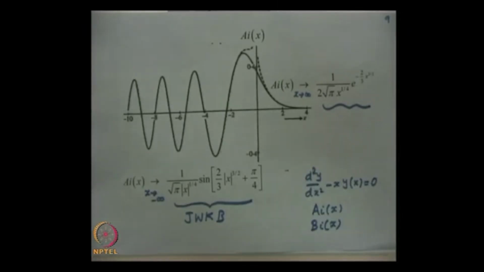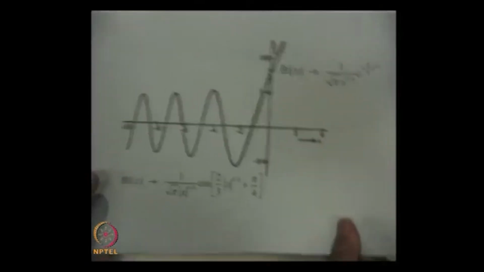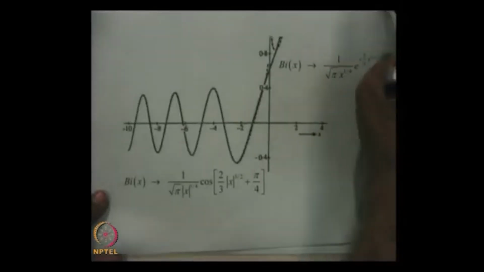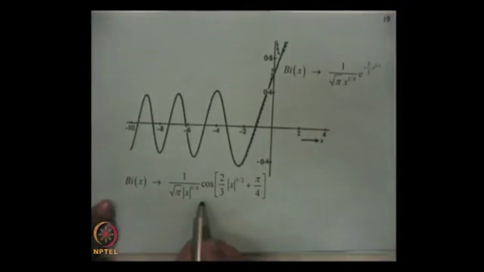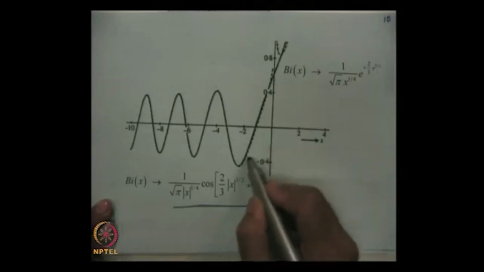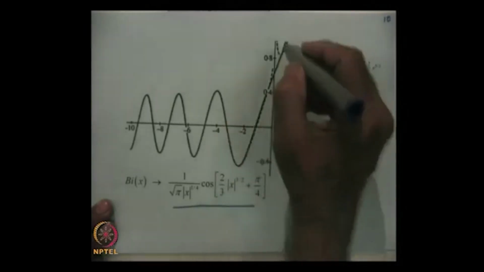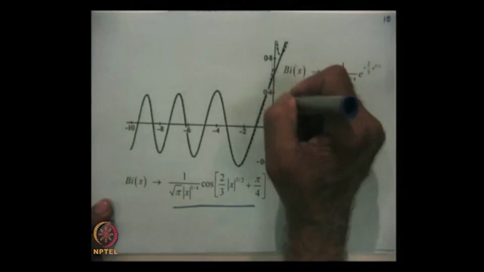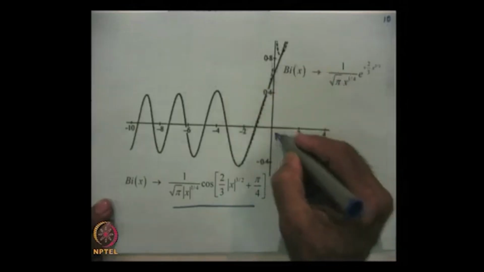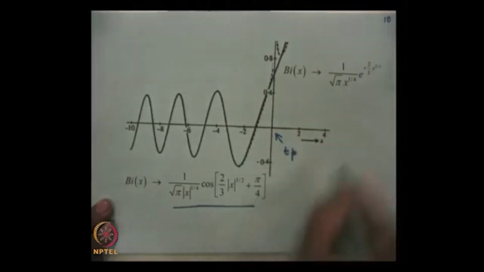Let me first also show you the Bi function. The other independent solution of this equation is the Airy Bi function, and the asymptotic form is a cos plus pi by 4 as x tends to minus infinity, and these asymptotic forms are plotted, if you can see this, as a dashed line. You see, the asymptotic solutions, which are just the Wkb solutions, go to infinity at x is equal to 0, because this is the turning point. X is equal to 0 is the turning point.